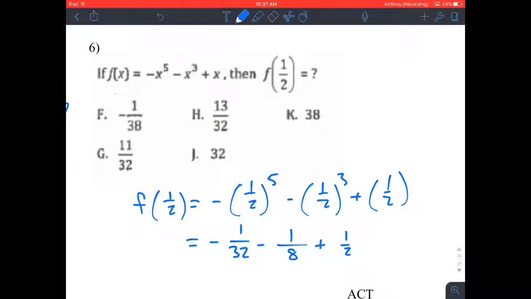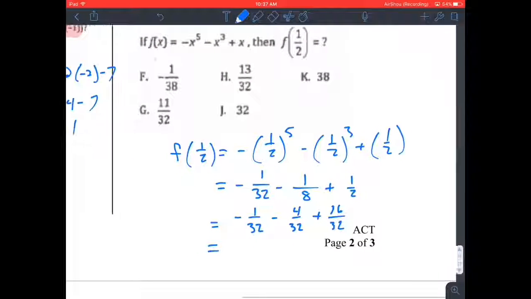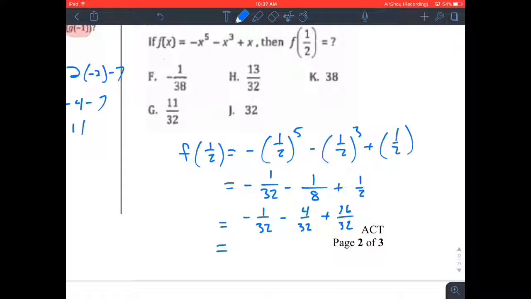Need common denominators to add these together. 8 times 4 is 32. 2 times 16 is 32. So we get negative 1 minus 4 plus 16. When you're adding or subtracting fractions, you add or subtract the top numbers. So it's negative 5 plus 16. That's 11. Bottom number stays the same. We got 11 thirty-seconds. Done.